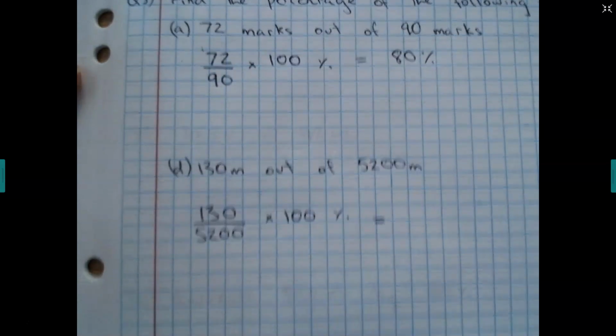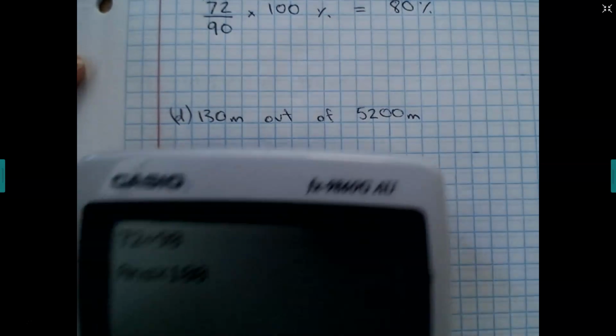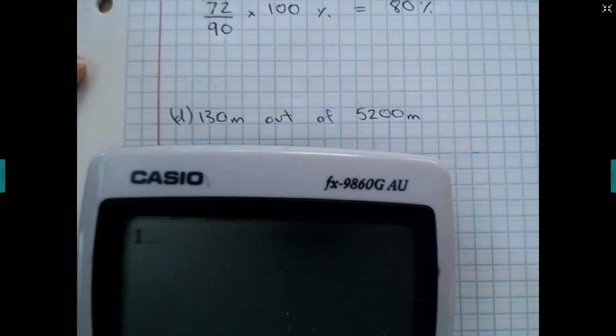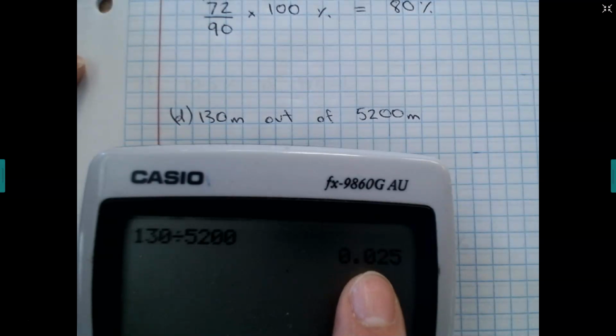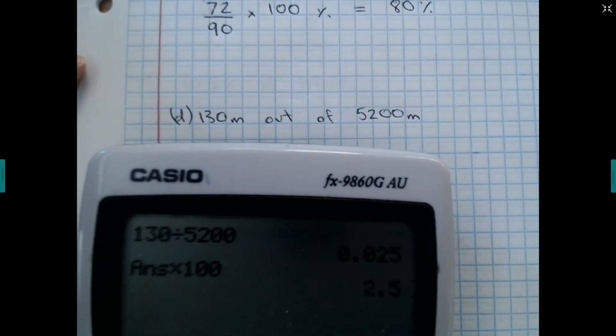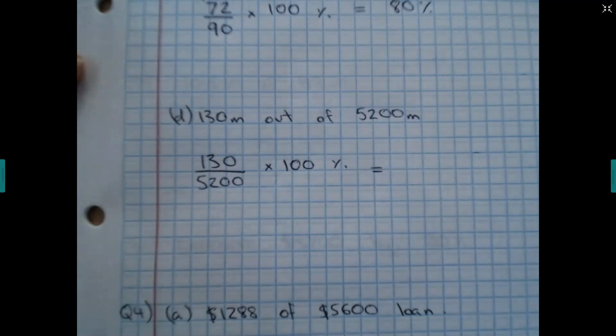That's equal to, again, you can then just get your calculator, and we go 130 divided by 5,200. Notice that's the decimal, 0.025. If you multiply that by 100, you get 2.5%.